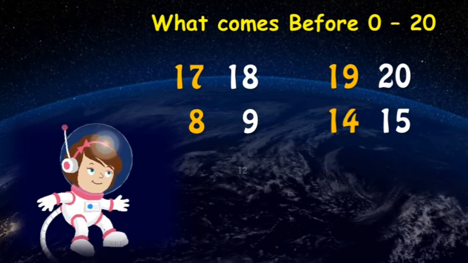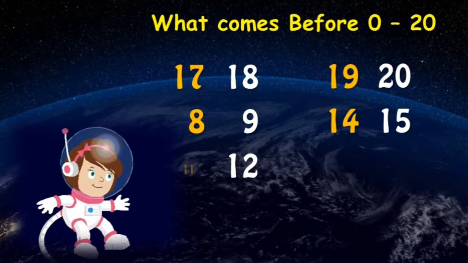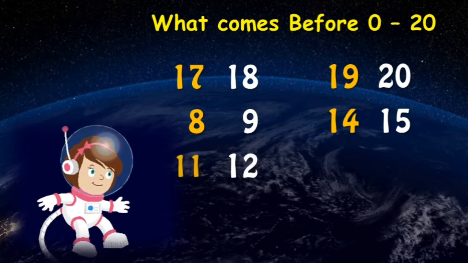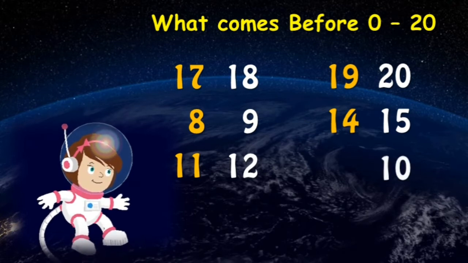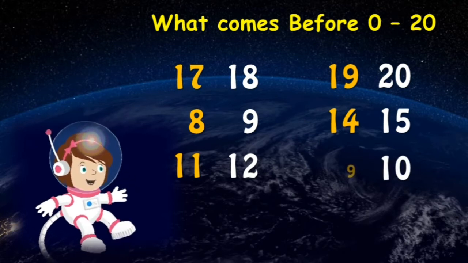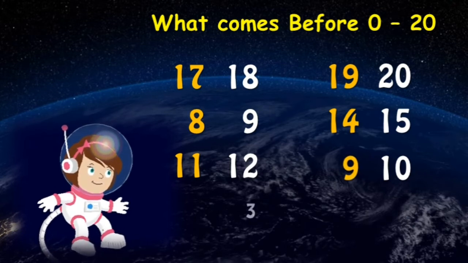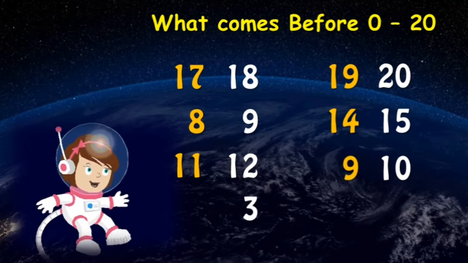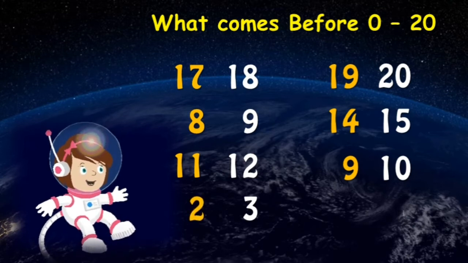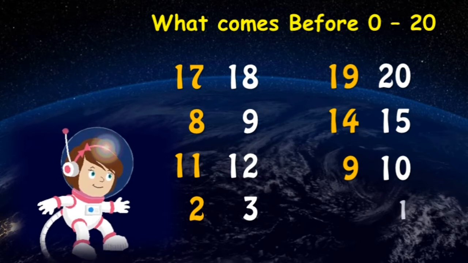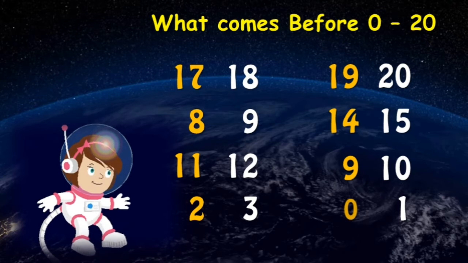Now children, what comes before 12? The number 11. What comes before 10? 9, you are right. What comes before 3? 2. And finally, what comes before the number 1? 0. That's right. Let us move on.